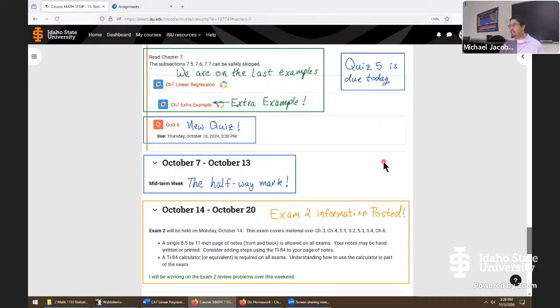Okay, let's start our work for today then. We're on the last example of chapter 7 here, but I posted an extra example as well, so that way we're not going too fast. I think this is a pretty technical section. It's worth taking our time on it.